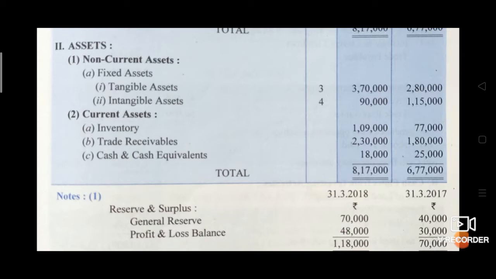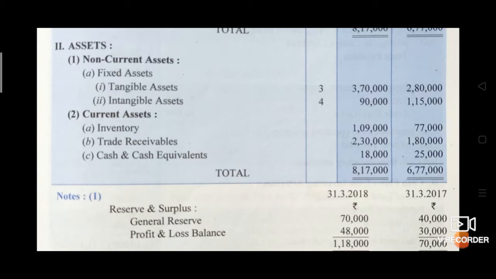Current assets, inventory, there is increase in inventory and there is increase in trade receivables. These are current assets, so we have to show them in adjustment for working capital changes. Amounts of cash and cash equivalents are given.